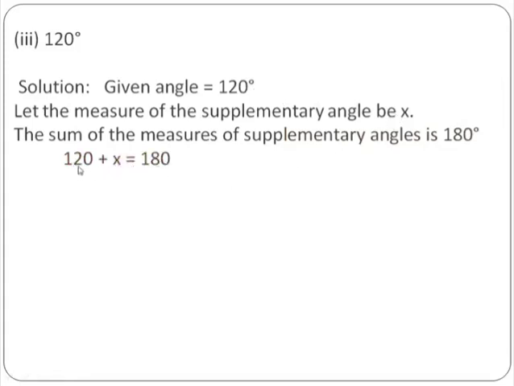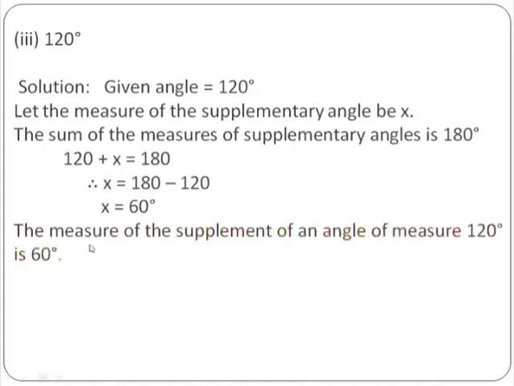Now shift 120 to the right hand side. So you will get x is equal to 180 minus 120. So x is equal to 60 degrees. Therefore write the last answer: the measure of the supplement of an angle of measure 120 degrees is 60 degrees.